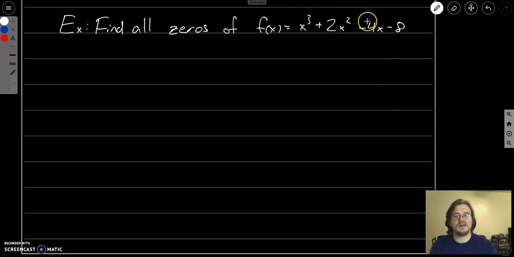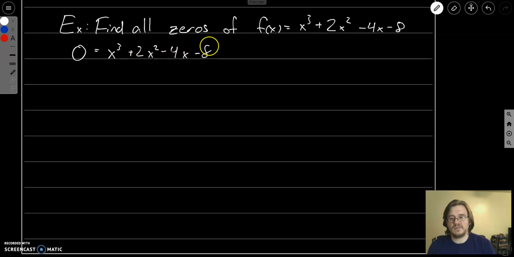So let's find all the zeros for this function. Again, a zero of a function is where the function is equal to 0. So all we're trying to do is solve this equation. And the technique that the book likes for these is for us to split up the equation into smaller parts that we can factor a little bit nicer.